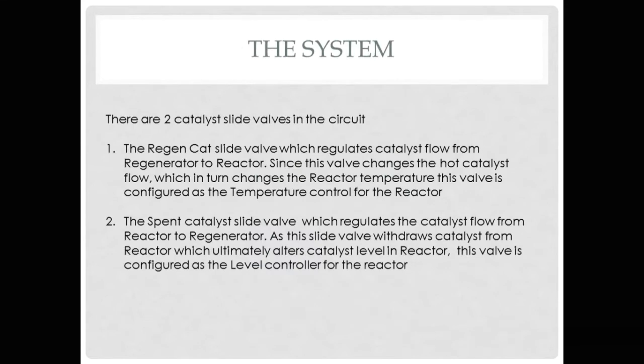So the regen catalyst slide valve moves catalyst from the regenerator into the reactor bottom, and this supplies the heat of reaction, and hence the temperature is adjusted by this catalyst flow, and hence this valve is configured as the reactor temperature controller valve. The second valve is the spent catalyst slide valve, which is on the line from the reactor to the regenerator. When this valve opens, the catalyst is moved from the reactor into the regenerator, and hence the level in the reactor changes. Hence this slide valve has been configured as the level control valve for the reactor.